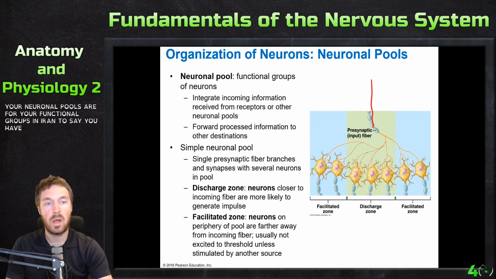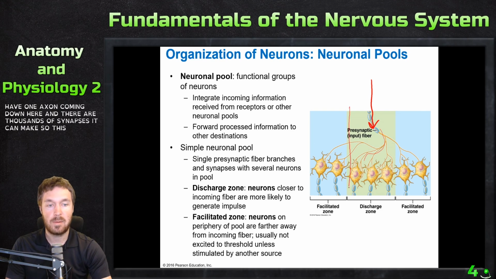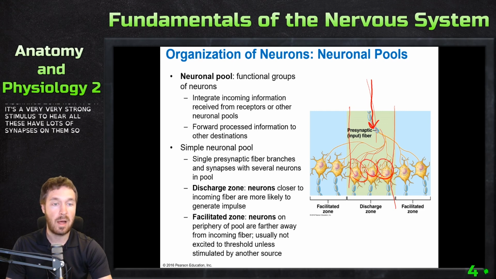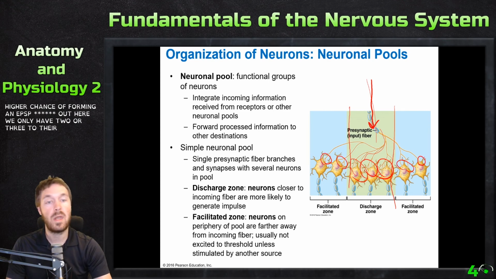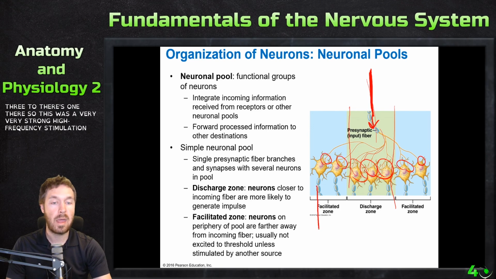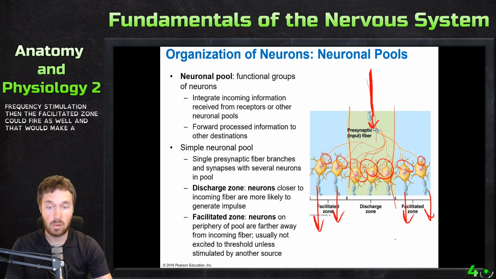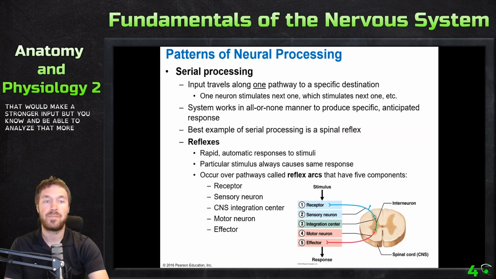Let's say you have one axon coming down here. Remember, there are thousands of synapses it can make. So this is the discharge zone. Now let's say it's a very, very strong stimulus. So here, all of these have lots of synapses on them, so higher chance of forming an EPSP. But out here, we only have 2 or 3. There's 1 there. So if this was a very, very strong high-frequency stimulus, then the facilitated zone could fire as well, and that would make a stronger input, let you know, and being able to analyze that more.